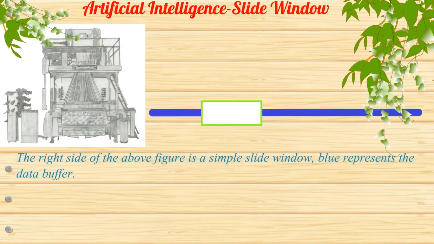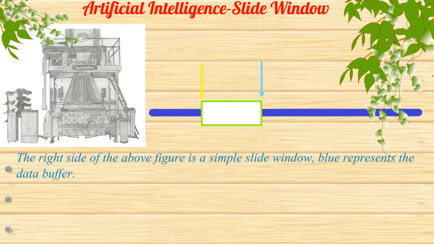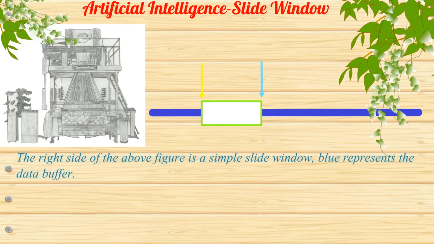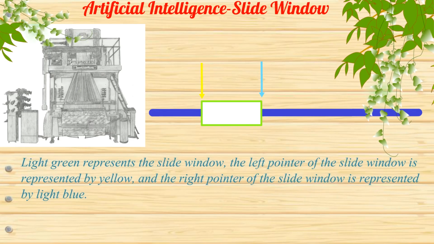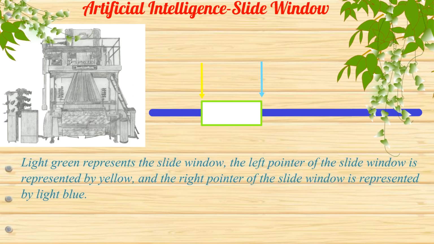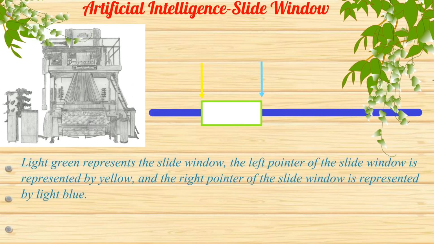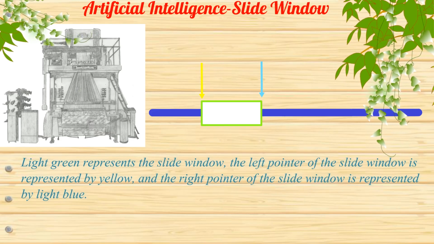The right side of the above figure is a simple slide window. Blue represents the data buffer. Light green represents the slide window. The left pointer of the slide window is represented by yellow, and the right pointer of the slide window is represented by light blue.